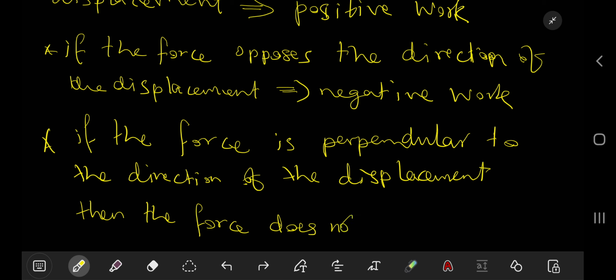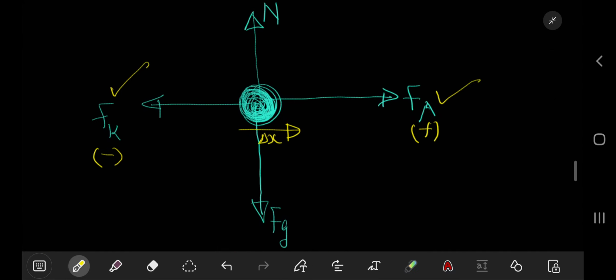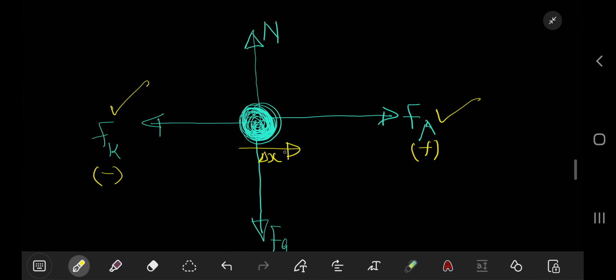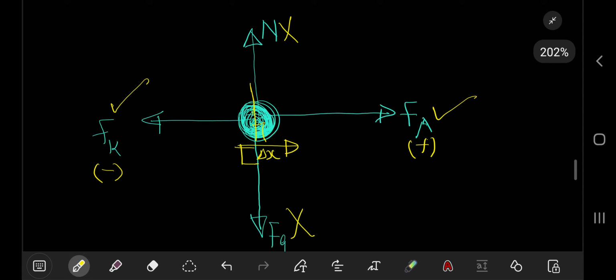Okay, or you can say does not do work. So these are the 3 conditions. If the direction of the displacement is to the right, the normal force is perpendicular to the direction of the displacement, so that does not do work. In this case, FG, since the object is moving to the right, does not do work because it's also perpendicular to the direction of the displacement. Okay, so that is how we identify whether forces are doing work or not.